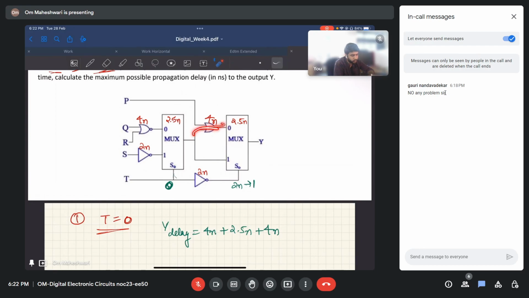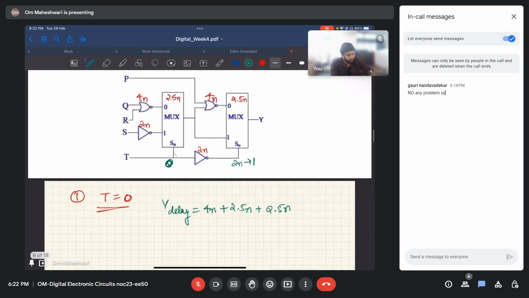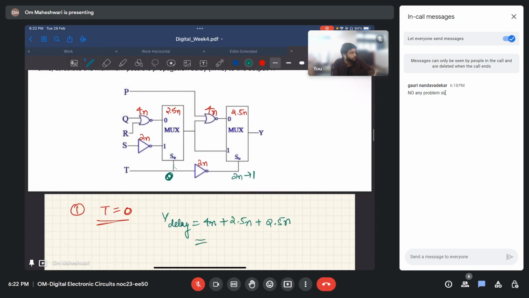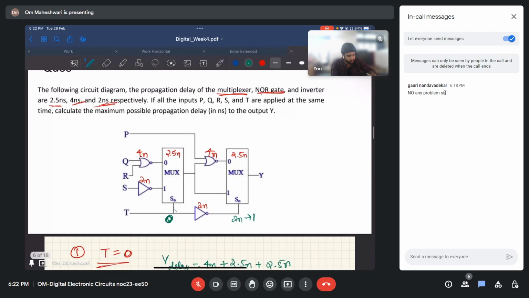So this 4n actually won't be here because this output is 1. So only directly this, and this path will go. This won't come into picture. So this 4n won't come. Instead, this 2.5n will come. That is total 9 nanoseconds. So I'll repeat it once more.